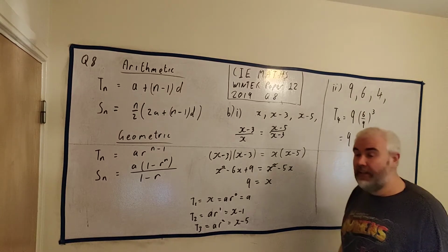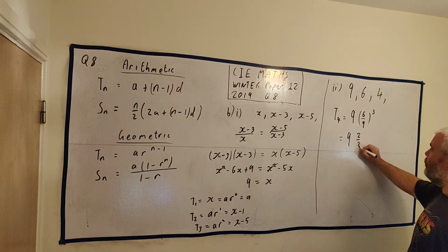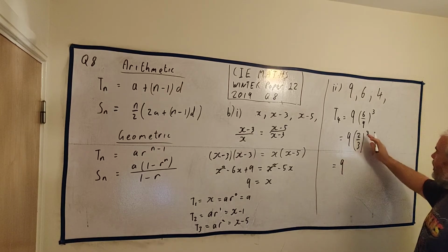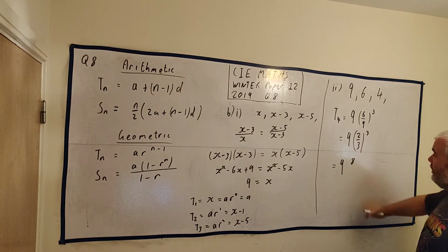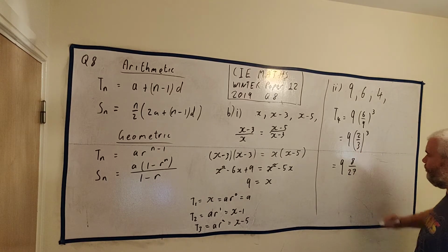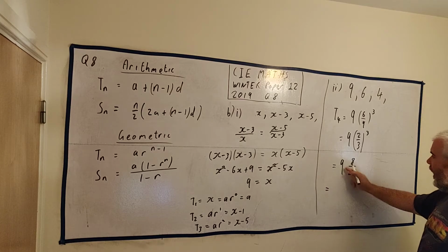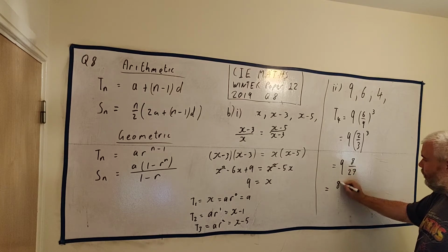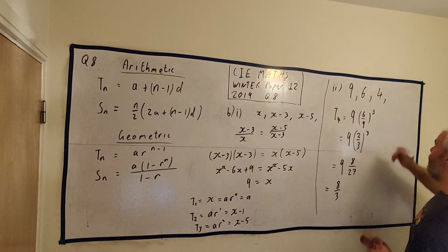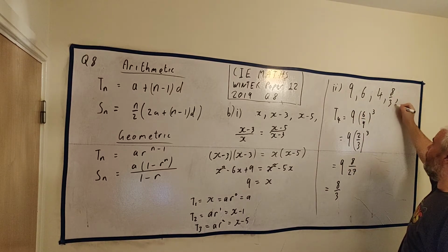6 divided by 9 is the same as saying 2 divided by 3. Power 3. This is equal to 9. Let's see. 2 cubed is 8. 3 cubed is 27. And let's see, 9 divides into 27 3 times. So we're just left with an 8 and a 3. And you could have seen this at the start, perhaps. Let me write here, 8 over 3.